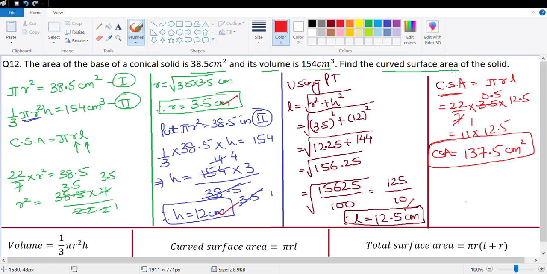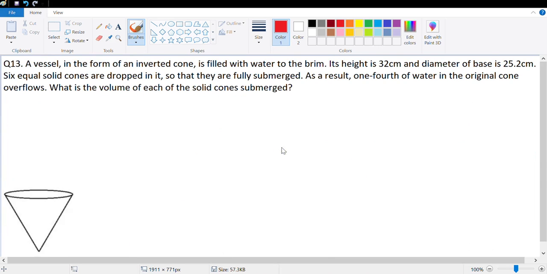Let's look at the next question. The next question that we do is question number 13. So question number 13 says, a vessel is in the form of an inverted cone which is filled with water to the brim, which means the water is right up to the top. You put anything else, the water will flow out.